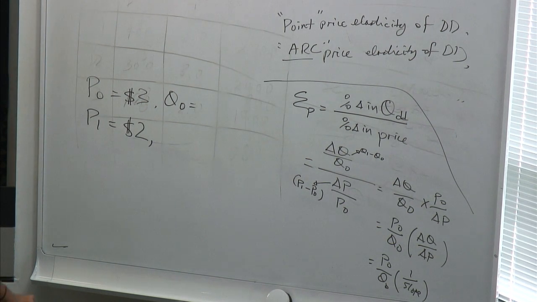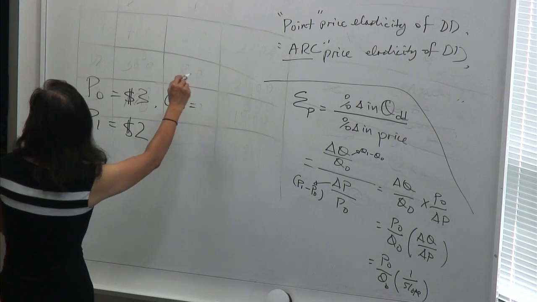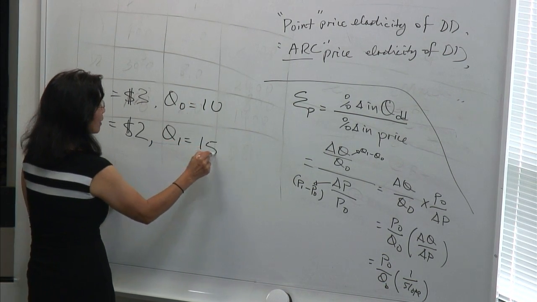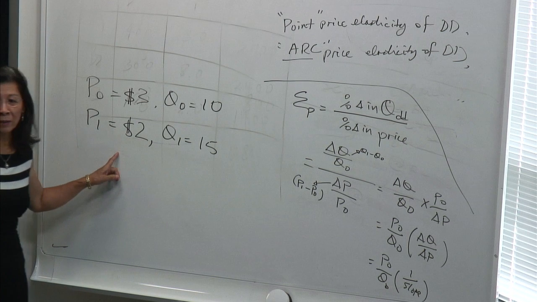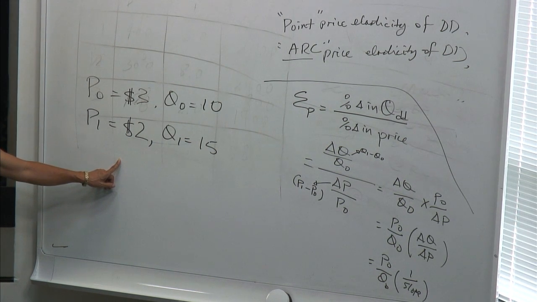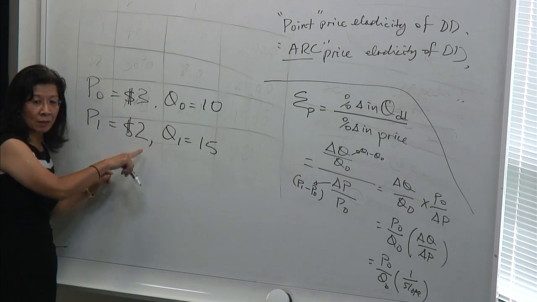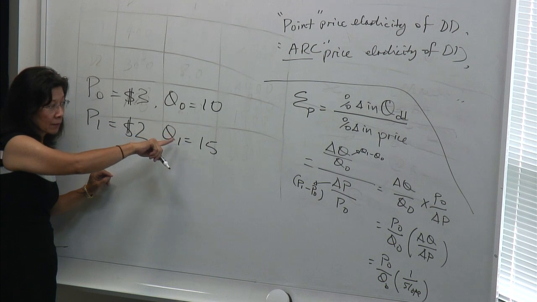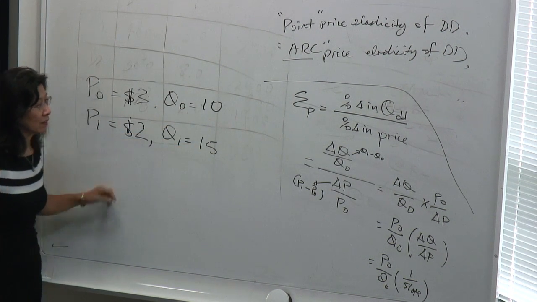Q0 is what? 10. Okay, 10. And Q1 is? 15. Okay, let's look at it. Does the law of demand apply here? Does it? What does it mean? Somebody explain to me. Price goes down, demand goes up. Very good. When price goes down from $3 to $2, quantity demanded goes up from 10 to 15.